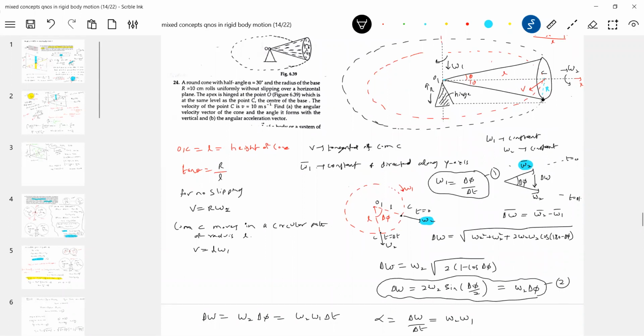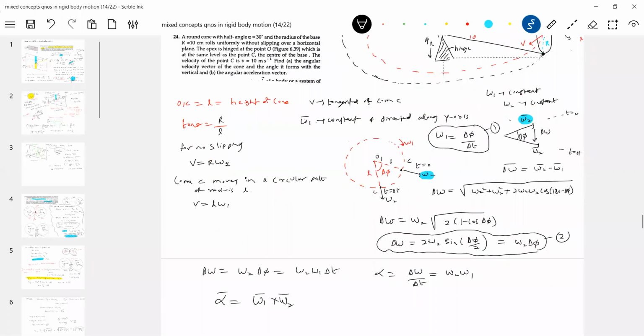How will alpha be directed? Curl from omega 1 towards omega 2. Omega 1 is along the negative y-axis, omega 2 is along the positive x-axis. The alpha will be along the z-axis. The angular acceleration vector is spelling, so it will be along the negative x-axis. This is due to what? Due to change in direction of omega bar. This is not due to change in magnitude.